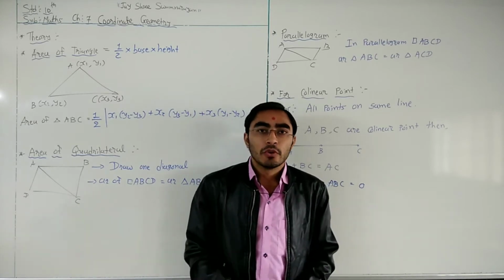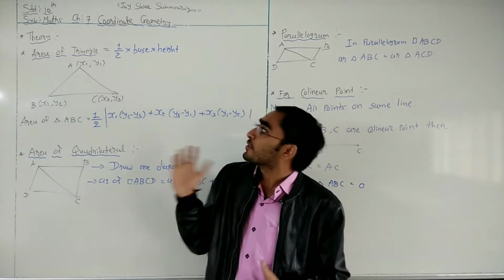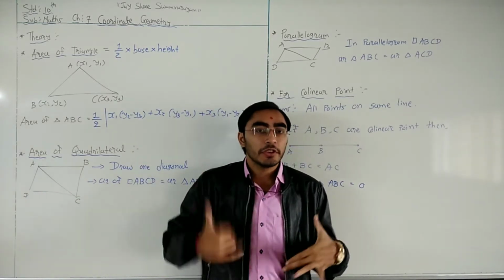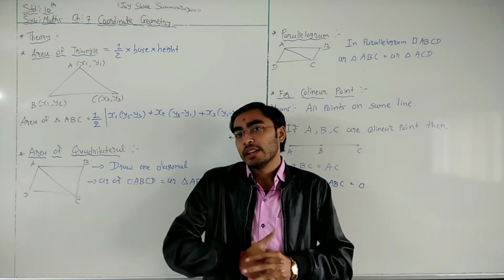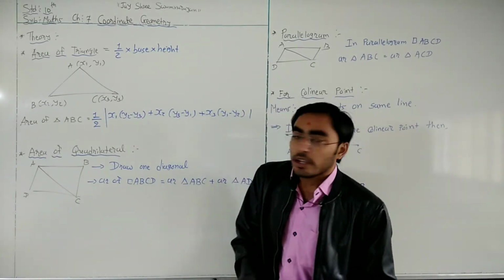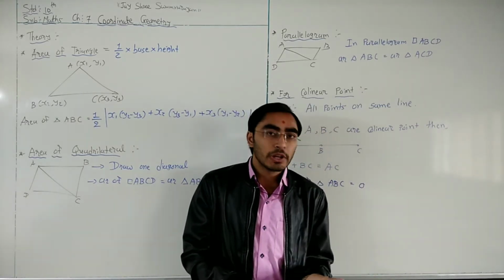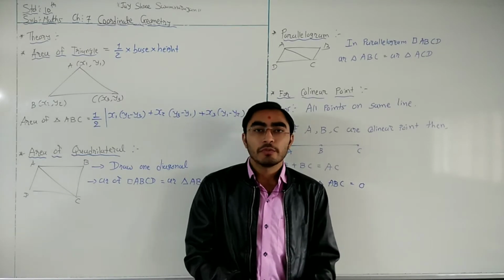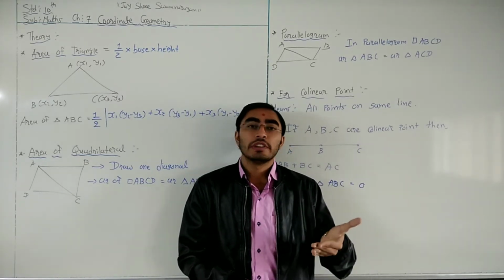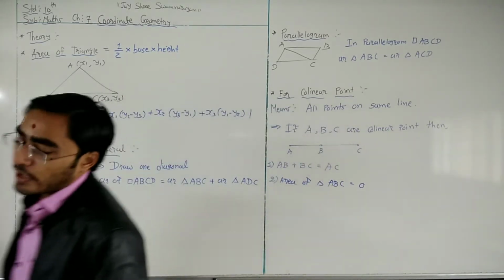In the previous video, we saw some theory part of chapter number 7, coordinate geometry. Now in this video, we will see the next theory part. In the previous video, we saw the distance formula, the section formula, the midpoint theorem, and how to find the ratio. Now, area of triangle.